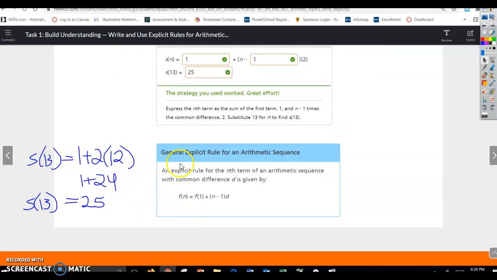All right, so your general explicit rule for an arithmetic sequence: an explicit rule for the nth term of an arithmetic sequence with a common difference d is given by f of n equals f of 1, your first term, plus n minus 1, your previous term, times d, your common difference.